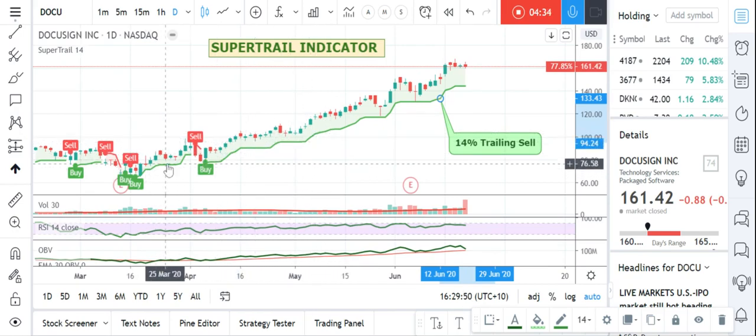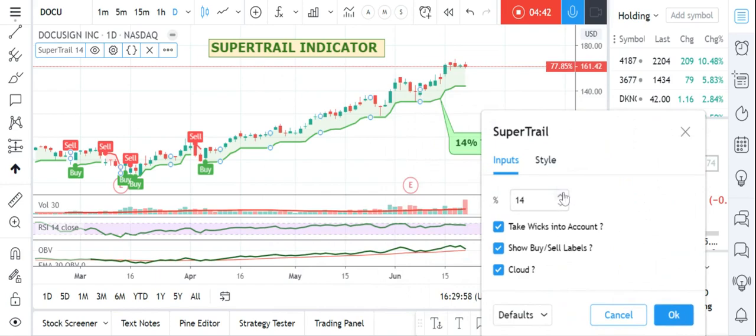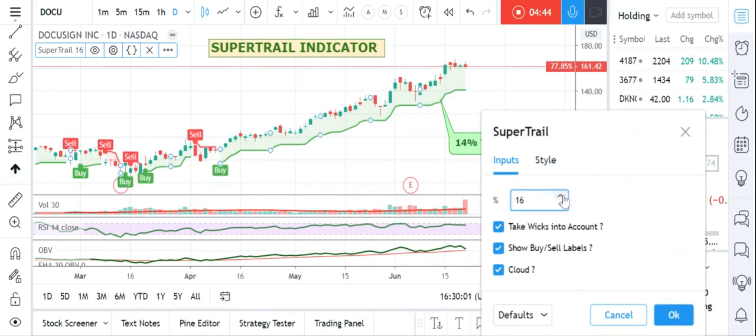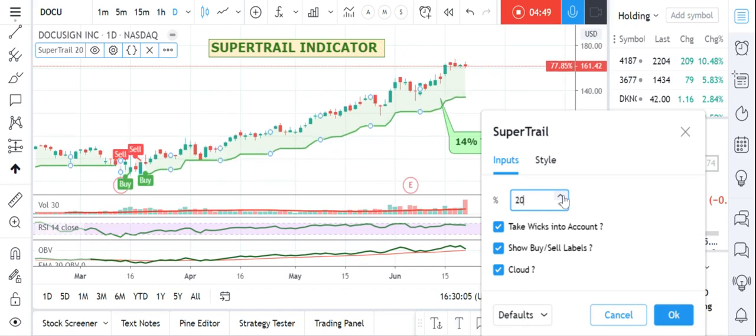So if I wanted to get through this bit of volatility here, just to see what would happen if I made it a little bit wider, I'd have to go 15, 16, 17, 18, 19, 20. So I'd have to go from 14% all the way up to 20% to take into account that bit of volatility there. And I don't want to do that. I'd much prefer to have it down around 14%.